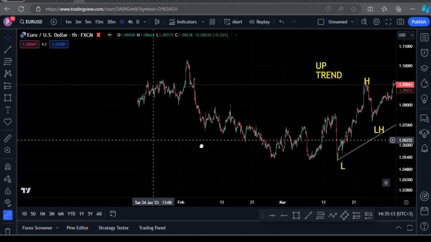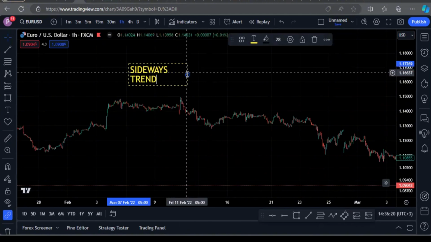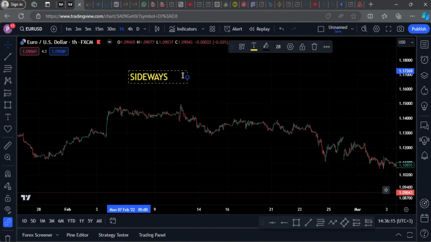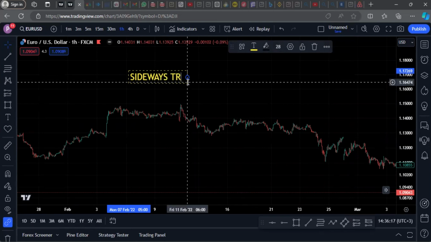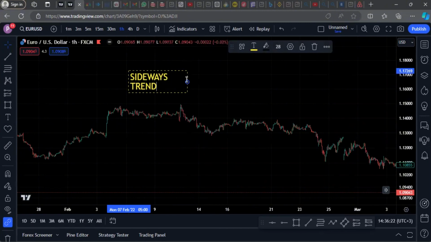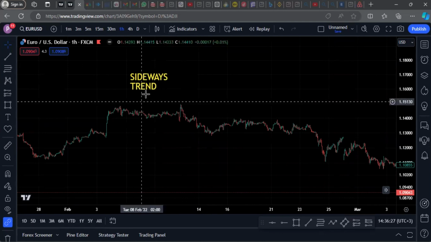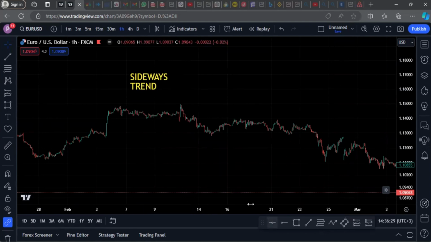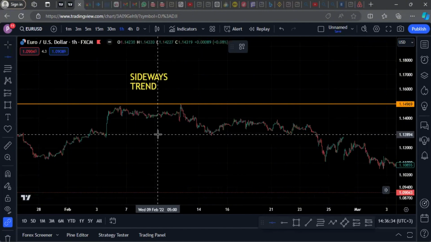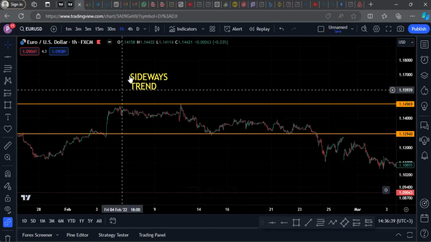Now moving to the sideways trend. So I will just take the drawing tool here, draw a horizontal line, and mark the support and resistance. If you don't know about support and resistance, you can watch my previous video. I will take a drawing tool down here and then draw the resistance and the support area. If you look at the market here, from here it came to this area, and you can see the market has just been moving sideways.